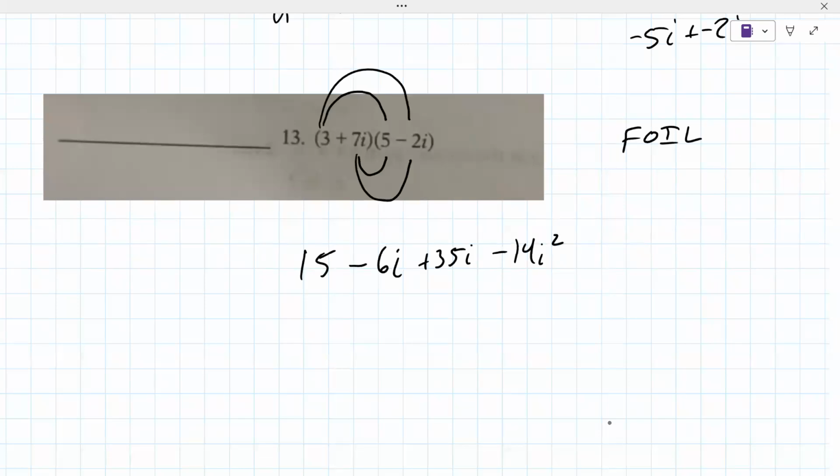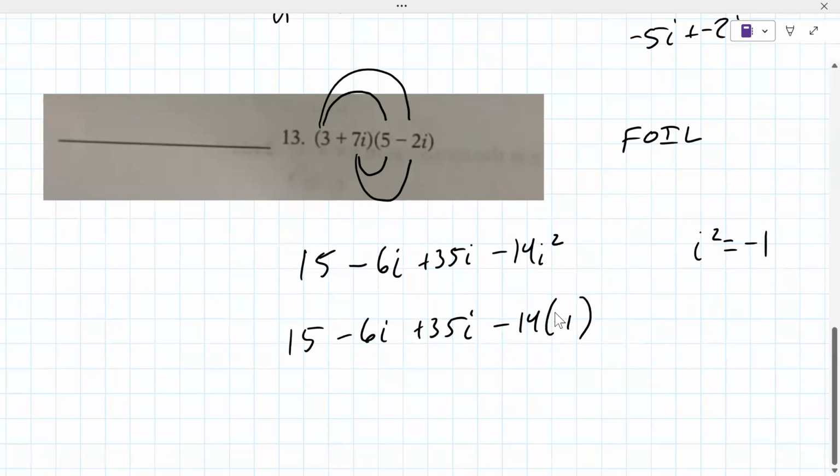Okay, and then i squared is really negative 1. So we're going to write this as negative 14 times negative 1. We're going to replace the i squared with negative 1. What is negative 14 times negative 1? That would be just 14. Okay. Now, do you see any like terms in here?